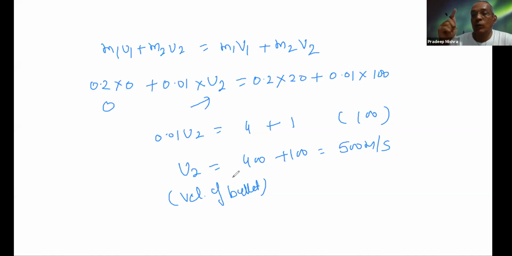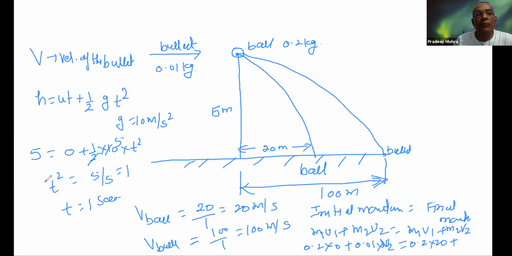So here there are two things. One is that we calculated the time here for both, and after they hit the ball, we calculated the velocity of the ball. Initial velocity of the ball is 0, and we wanted to find the velocity of the bullet before it hits the ball. So we use momentum: initial momentum is equal to final momentum, and that is how we calculate the velocity of the bullet before it hits the ball, which is 500 meter per second. Did you understand clearly, or do you have any doubt? Yes, sir, I understood clearly.